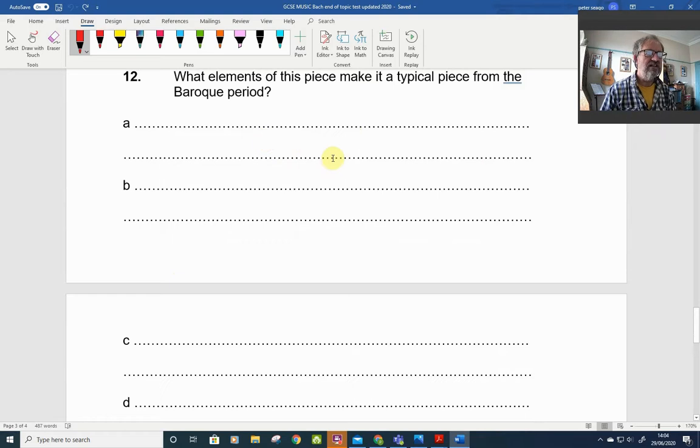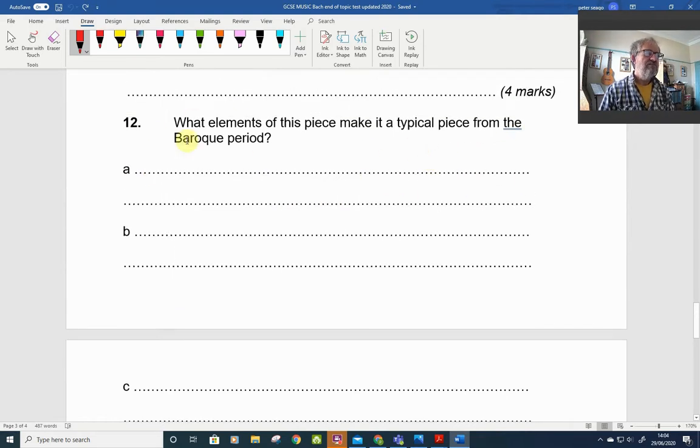Obviously, if it's a line and a half, that's fine. Or if you're typing, it might be a bit smaller because typing is smaller than writing. But don't just identify, but say something about it. What is the thing that is typical from the Baroque period, and maybe why it's used in the Baroque period?